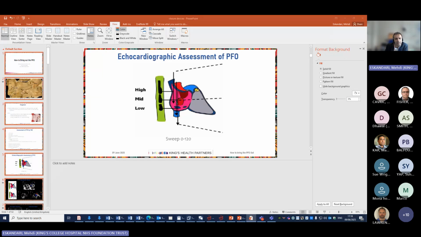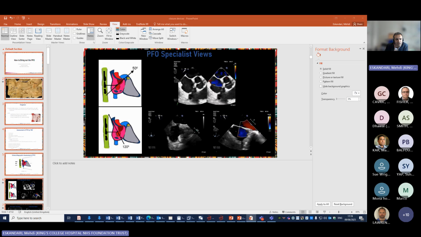The recommended way of doing this is to start from the upper esophagus to the mid esophagus to the lower esophagus, and with each one you sweep from 0 degrees to 120 degrees, and therefore you would be able to identify the foramen ovale if it's present. There are two views that are essentially called specialist views: around 40 to 50 degrees, when you cut through the fossa ovalis and also the foramen ovale, and 100 to 120 degrees, which gives you the bicaval view. And with the presence of color, you will be able to identify the PFO, or if it's not.